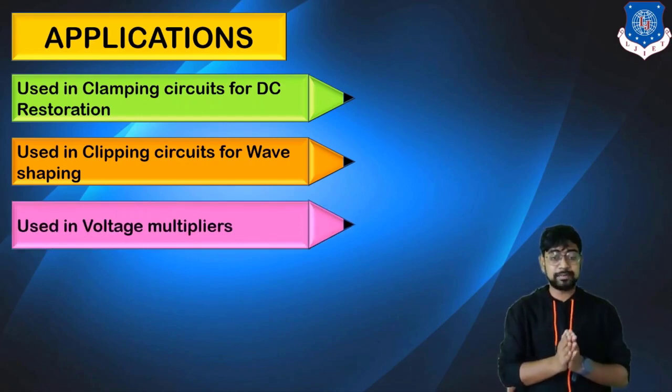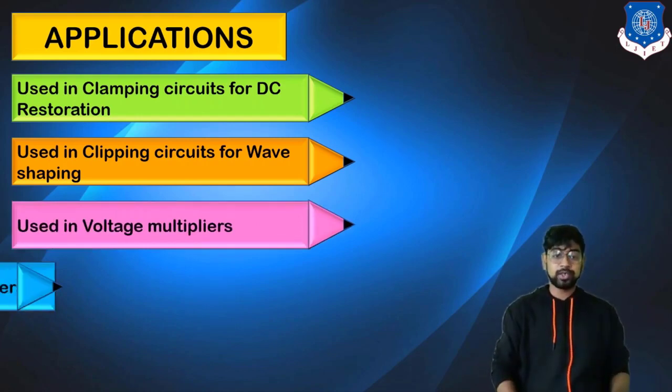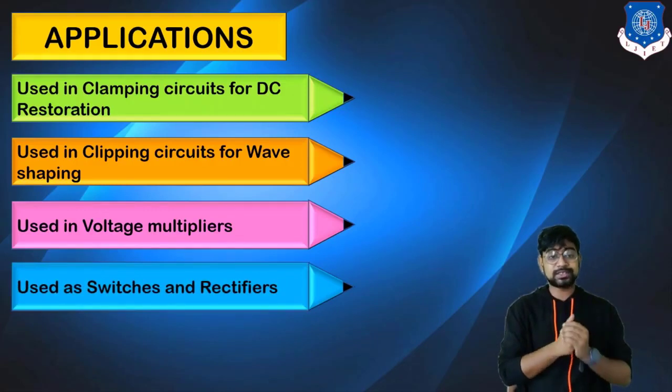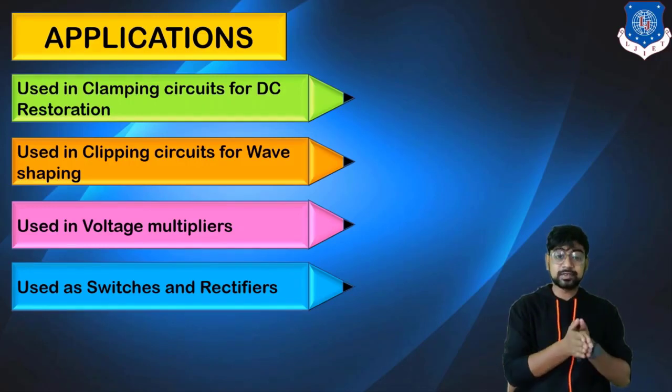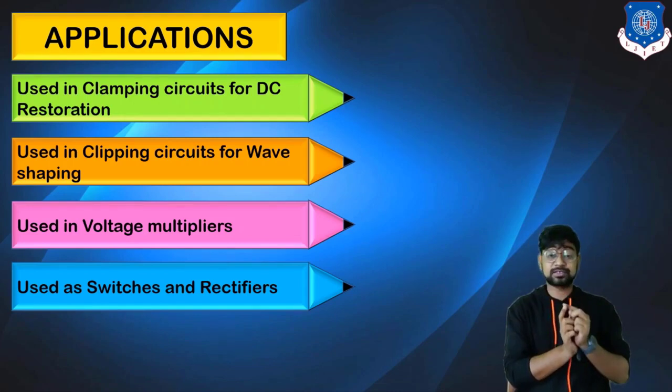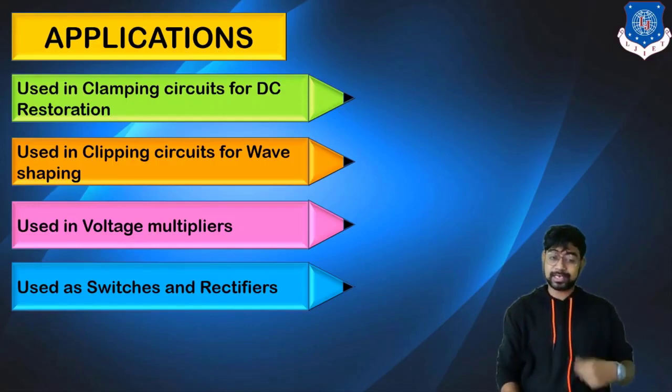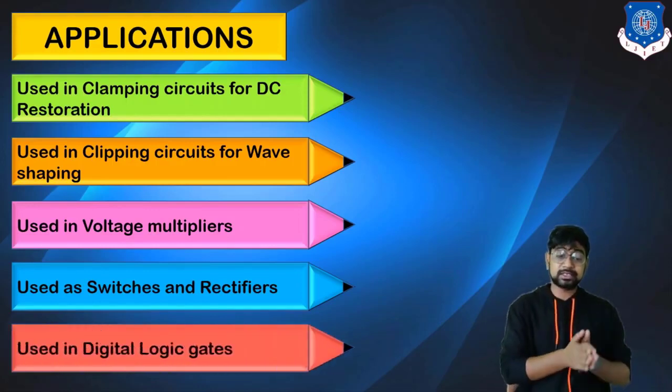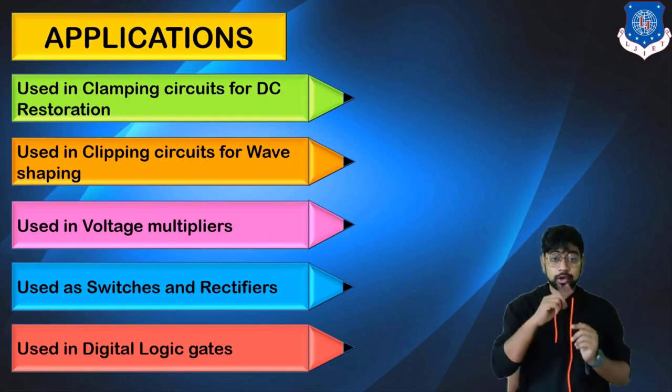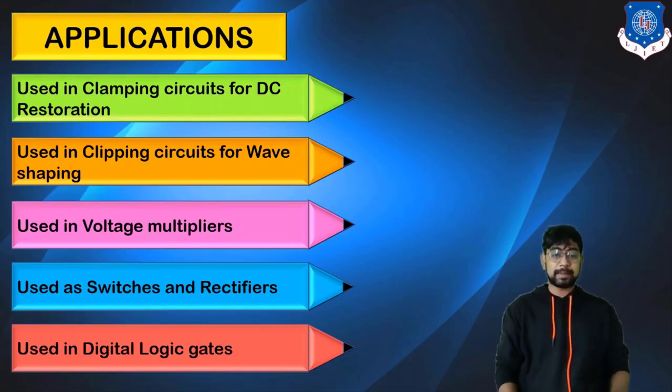It is used in a voltage multiplier, which multiplies the voltages. It is used as a switch and a rectifier. See, a rectifier is almost like a clipping circuit. And as a switch, we just saw that in forward bias it works as a closed switch, and in reverse bias it works as an open switch. So that is another application of it. And last, it is used in digital logic gates. This on-off process is also said to be switching. This is how the PN junction has got applications in the day-to-day world.